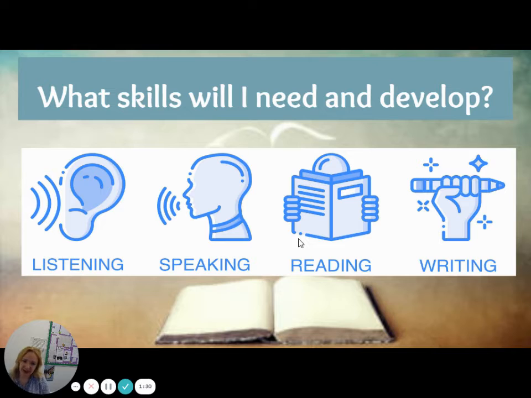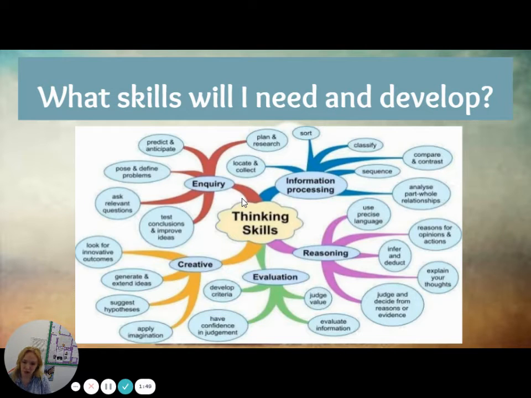The skills that we need and develop in literature are a mirror to those that we use in English language. So we will continue to develop the fluency of our speaking and our writing and develop the perception of our listening and reading skills across the course of our Key Stage 4. We also know that our thinking skills are the bedrock of our subject. So our inquiry, our ability to ask relevant questions, our ability to predict events within texts and anticipate how a writer is going to move us through a text are absolutely crucial, as is our ability to process that information.